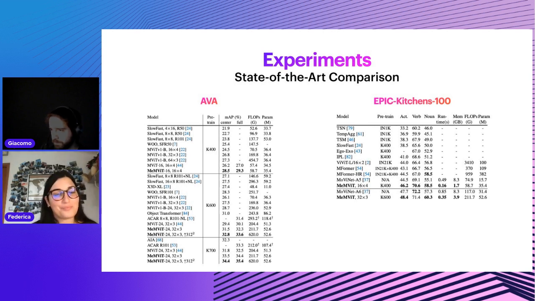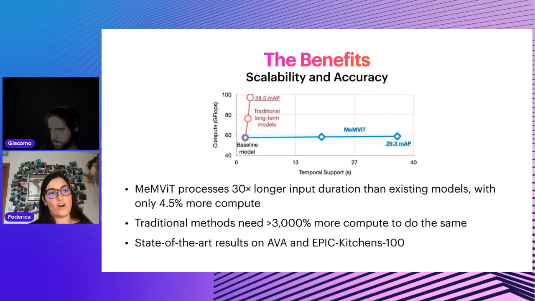I think this is not the most interesting part, but this is the benefit of scalability, because MeMViT can process 30 times longer input durations than existing models with only 4.5% more compute. So a traditional method would have to use 3,000% more compute to do the same, because we would need 30 times more frames in order to process more of the duration of the video. Instead, by using this memory and this technique, we only use 4.5% more compute. And this is, I think, astonishing for me.